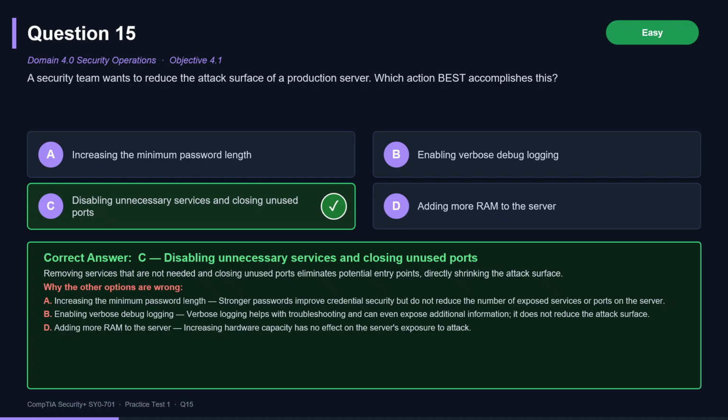Increasing the minimum password length is incorrect. Stronger passwords improve credential security, but do not reduce the number of exposed services or ports on the server. Enabling verbose debug logging is incorrect. Verbose logging helps with troubleshooting and can even expose additional information. It does not reduce the attack surface. Adding more RAM to the server is incorrect. Increasing hardware capacity has no effect on the server's exposure to attack.